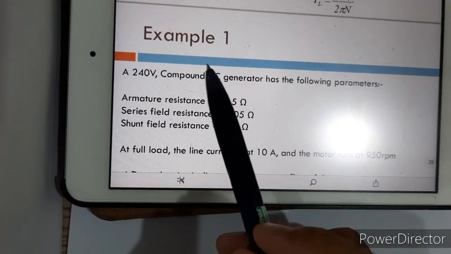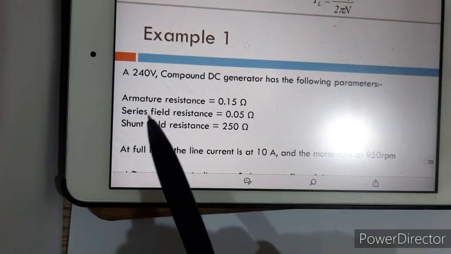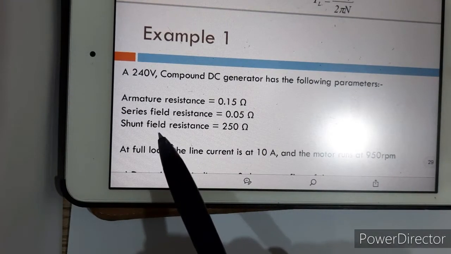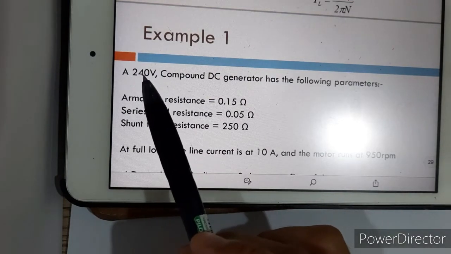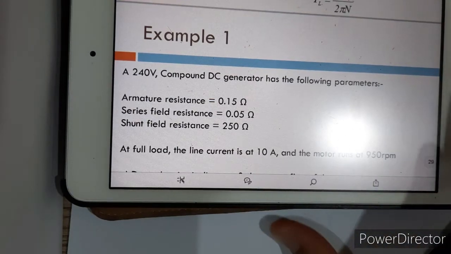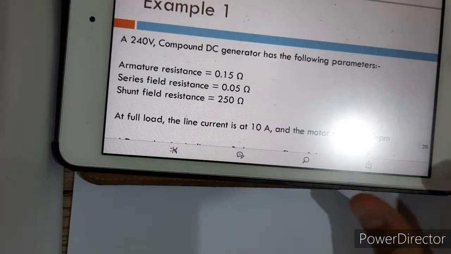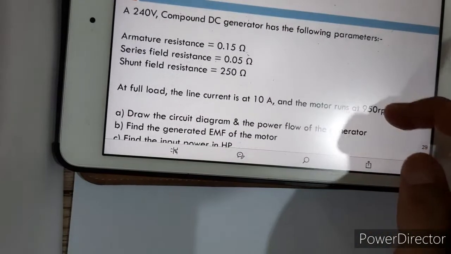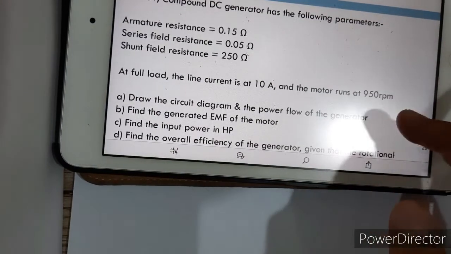Remember, for compound we have 3 resistances: armature, series field and shunt field resistance. And then this is our VT, the terminal line. Given at full load the line current is 10 ampere, and the machine runs at 950 rpm. So this is N.